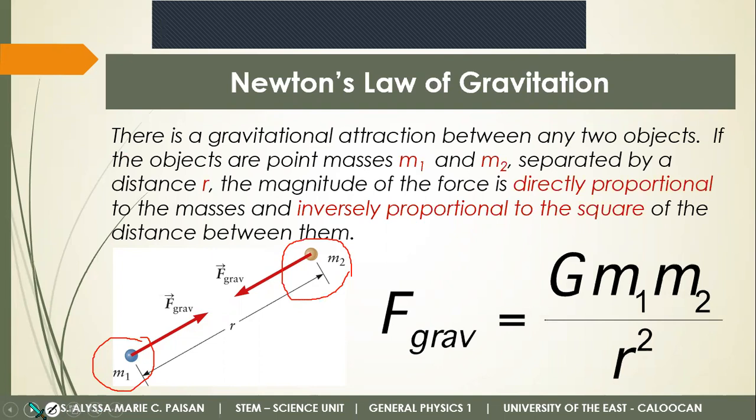Kasi nga sabi, directly proportional to the masses yung ating gravitational force. Tapos inversely proportional to the square of the distance between them. That's why we find the r here in the denominator, and it's not just inverse proportion but it's inverse square proportion. That's why you will also see the square in the denominator. Later we will know what each of the variables represents.